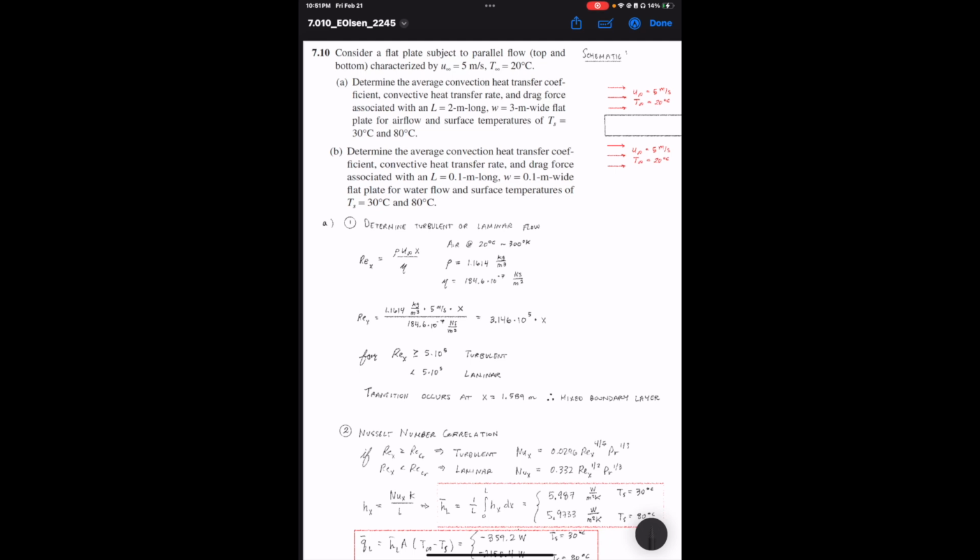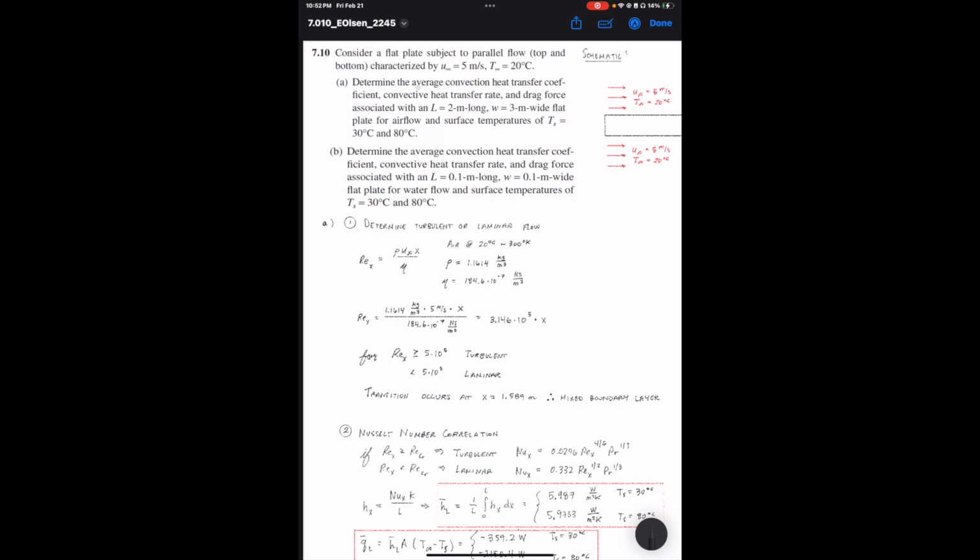My name's Evan Olson, and I'll be solving problem 7.10 of the Fundamentals of Heat and Mass Transfer 8th edition. So for our problem statement, we have a flat plate subject to parallel flow on both the top and bottom surfaces, characterized by a free stream velocity of 5 meters per second and a bulk temperature of 20 degrees Celsius.